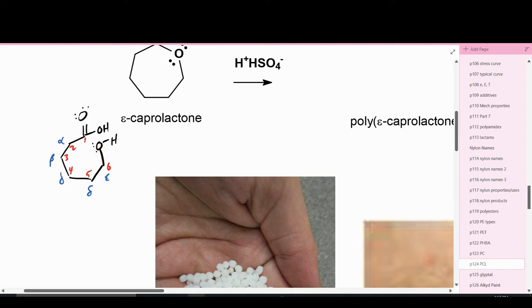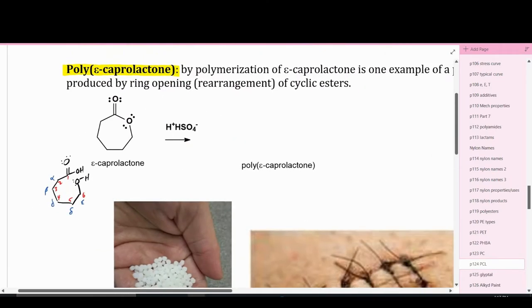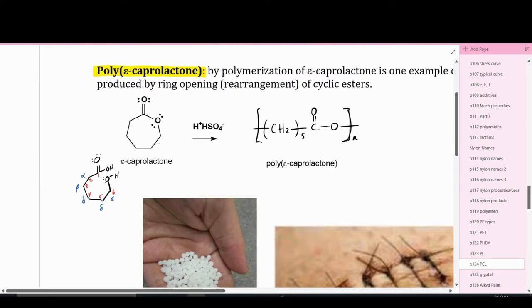But in the common system, this would be alpha, beta, gamma, delta, epsilon. That'd be epsilon-hydroxycaproic acid. And as a cyclic lactone, it's called epsilon-caprolactone. In any case, that can be ring opened to an unsubstituted ester group. Simply just like that. So that's poly-epsilon-caprolactone.